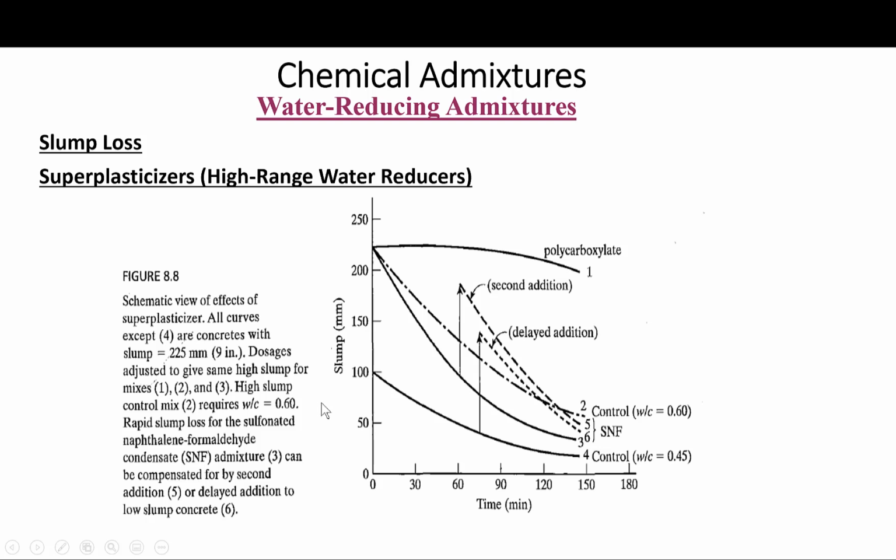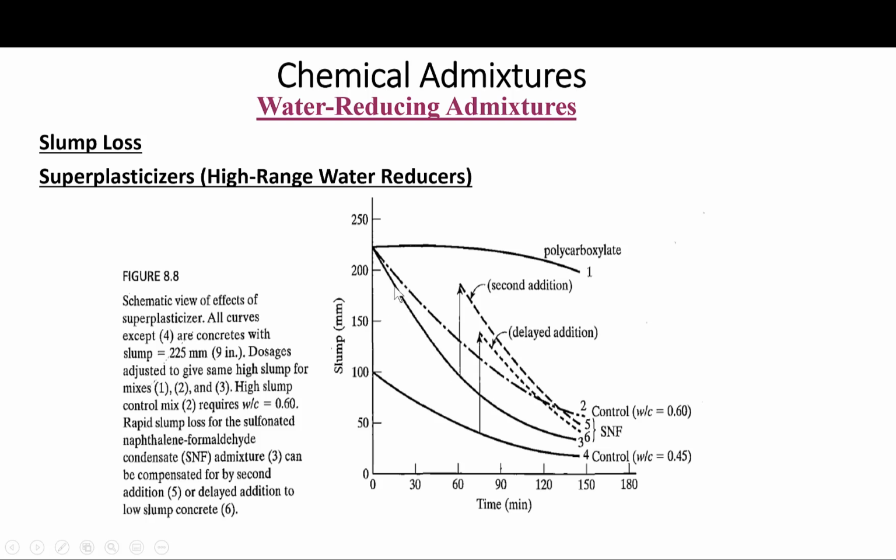So, high slump. Control mix number 2 requires a water cement ratio of 0.6. Okay, this is a control mix with water cement ratio 0.6. This is a control mix with water cement ratio 0.4, 0.45, 2 and 4. Okay, so the rapid slump loss for the sulfonated naphthalene formaldehyde condensate, SNF abbreviated, admixture. This is number 3 here.